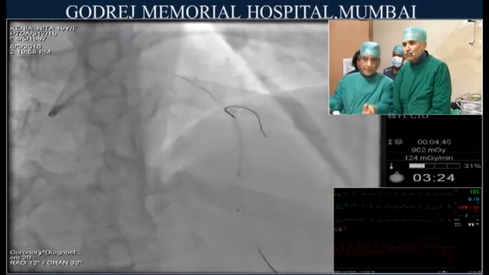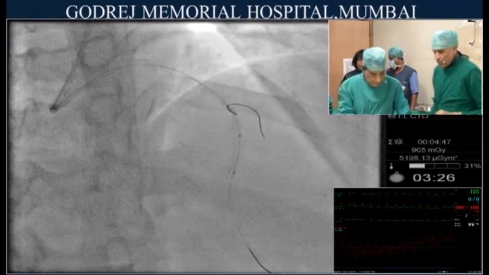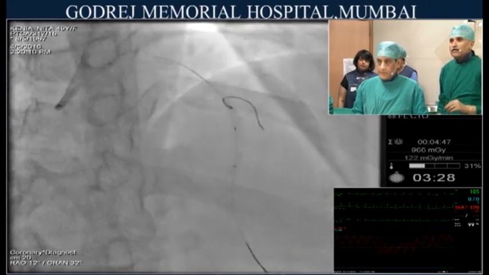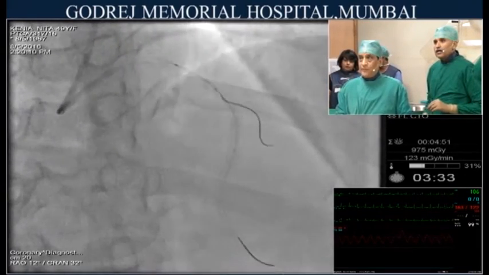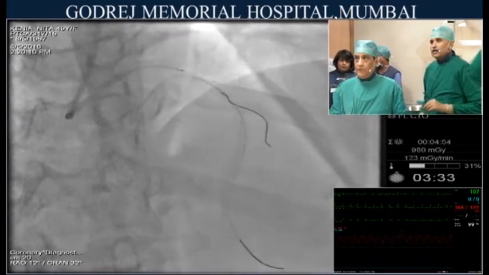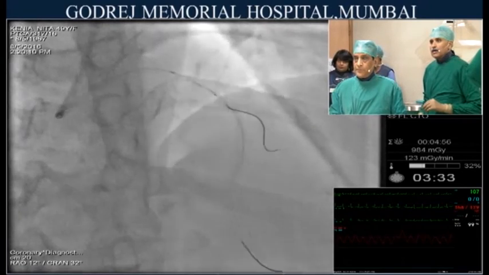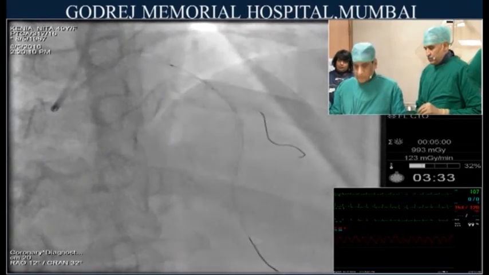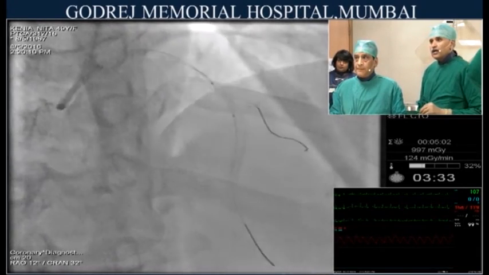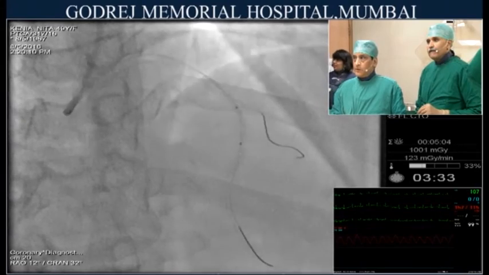Good. Advance the side branch wire. 1 second, 1 second. See that wire happen? Once you have a soft portion of the wire, always you have to be careful because your wire balloon may distort that wire. Good. Okay, go up.